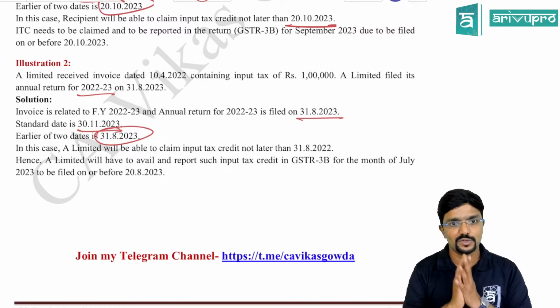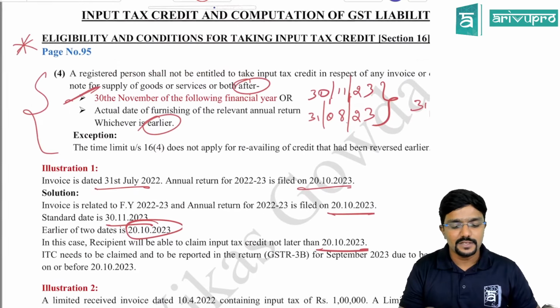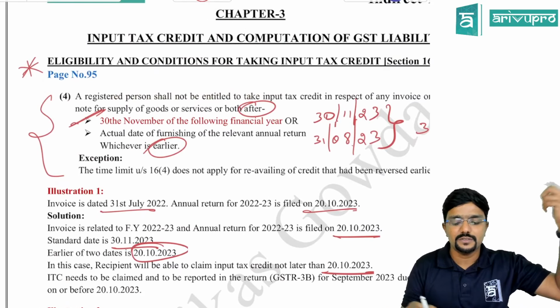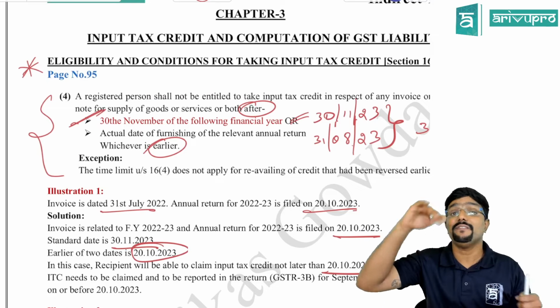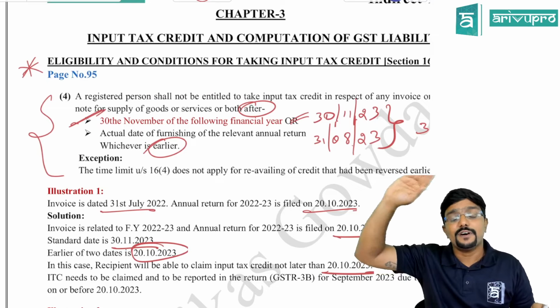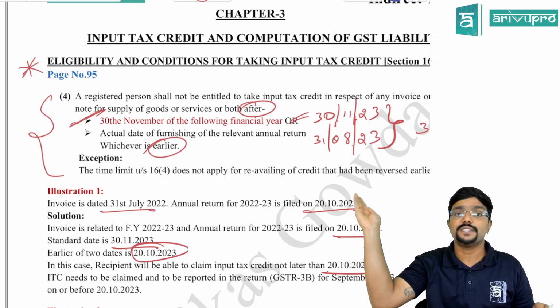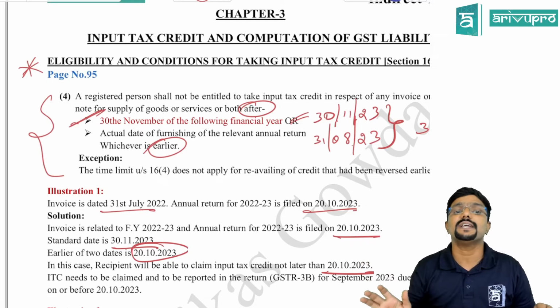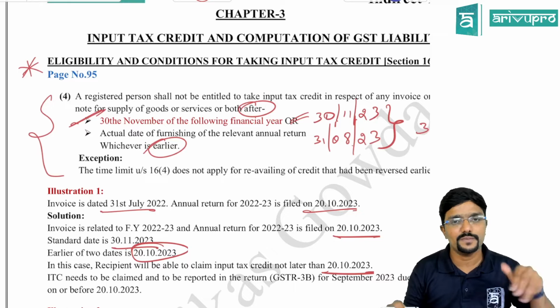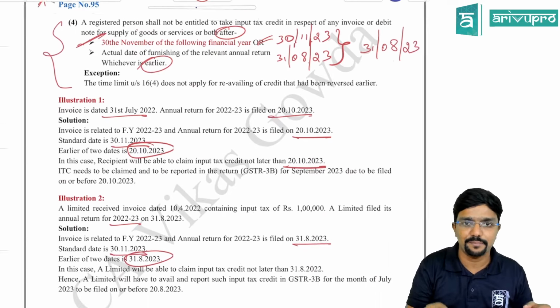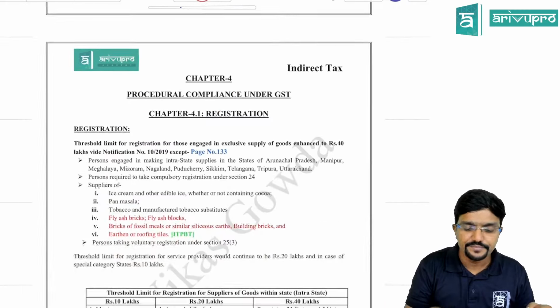Hope it is clear. This is one of the important changes, and this will also impact many other provisions which we will see later. This 30th November. Wherever it was previously due date for September month return of next financial year was there, now they have made it as 30th November. One of the changes is with respect to 16 subsection 4. There are few more places where this has been impacted. We will see that later.